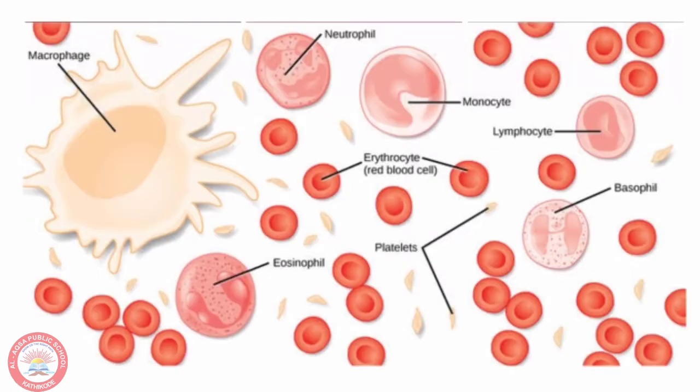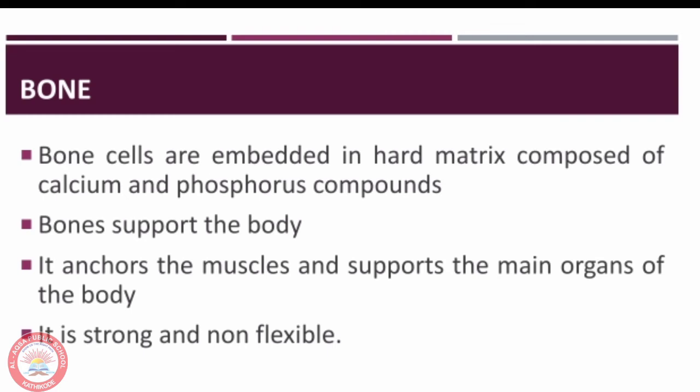This is the structure of blood. You can see how the different cells present in the blood, that is RBC, WBC, etc., are loosely placed in the matrix. The next connective tissue that we are going to discuss is bone.